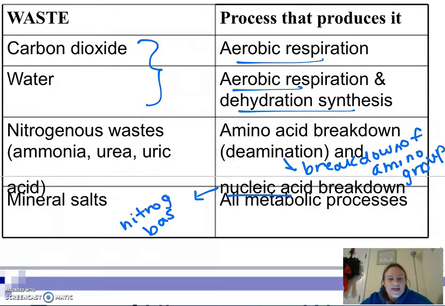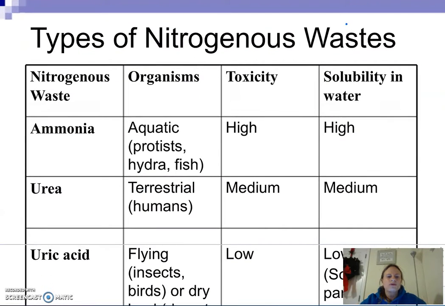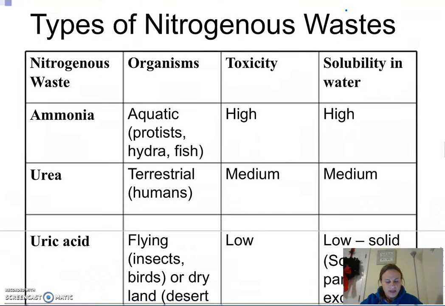So there are three different types of nitrogenous wastes, and we will get into those three different types of nitrogenous wastes. But before that, we must also realize that mineral salts are a byproduct of all of our metabolic processes. And as we know from our study of osmosis and water movement, salts play a role in determining whether an environment is hypertonic, hypotonic, or isotonic, and therefore will influence the way the water is going to move.